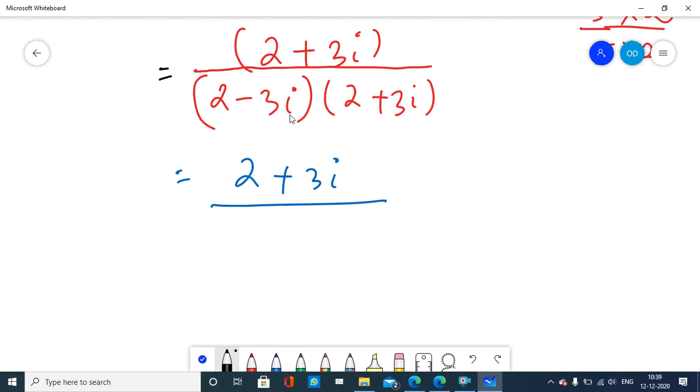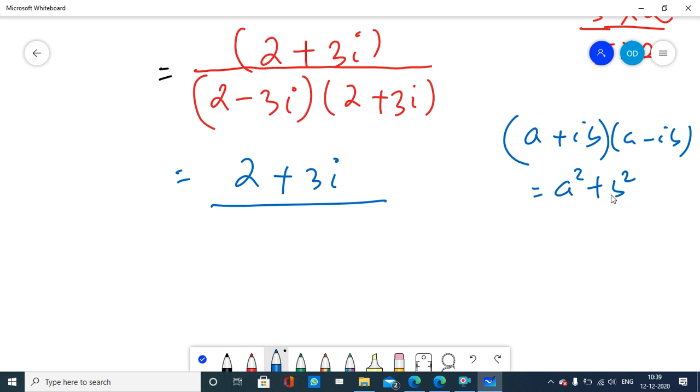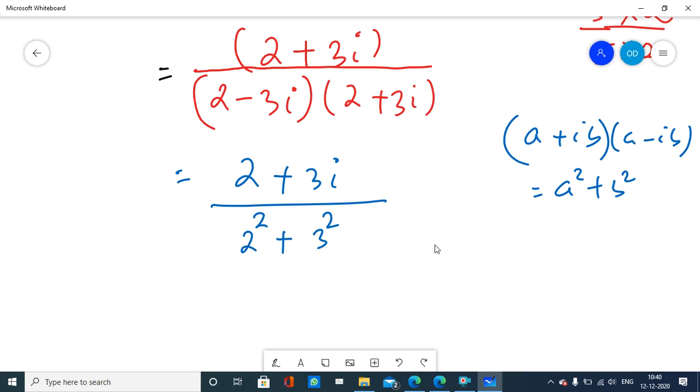And look at the denominator. Here you can apply the direct formula, or you can also do the a plus ib into a minus ib method. Let me show you. The direct formula is: a plus ib into a minus ib is equal to a square plus b square. Remember, a square plus b square. So here 2 minus 3i into 2 plus 3i is the same as 2 square plus 3 square. You get it?